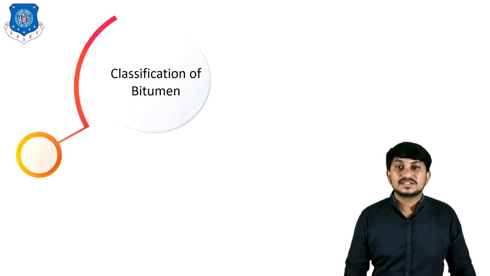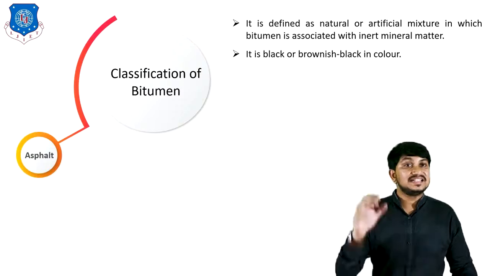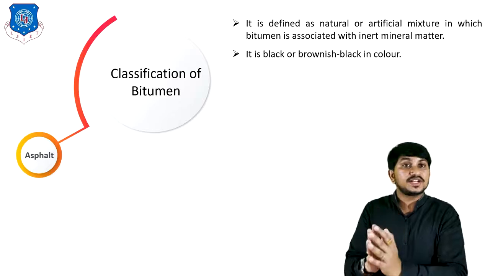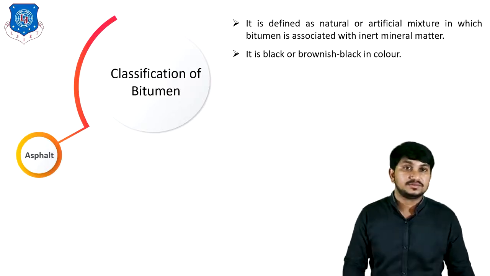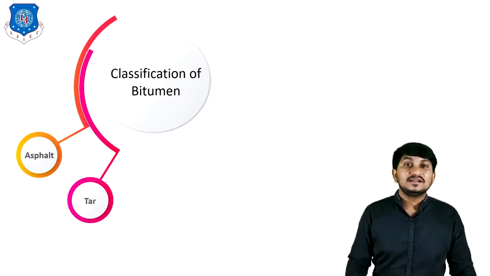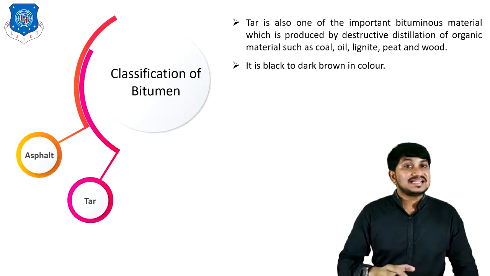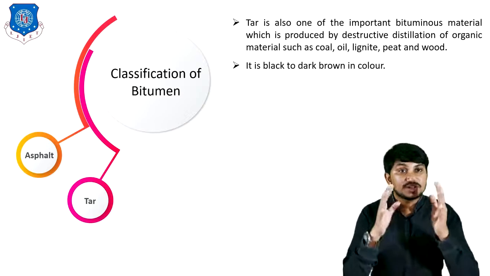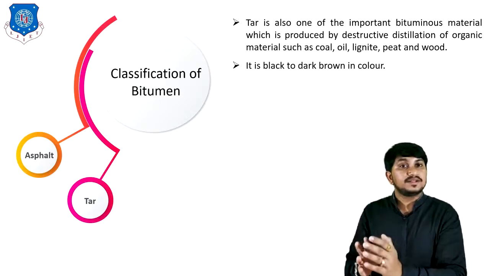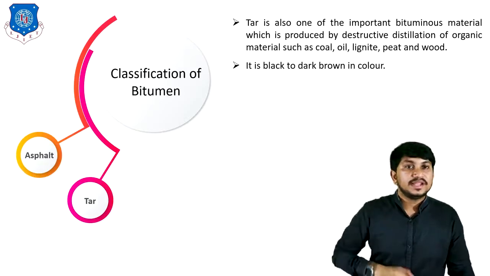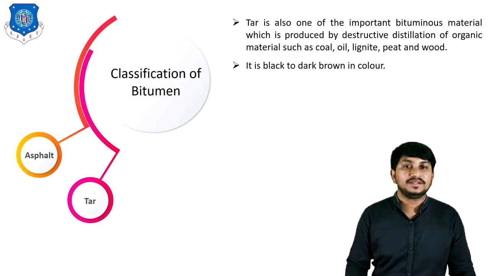Now let's discuss its classification. First is asphalt. It is defined as natural or artificial mixture in which bitumen is associated with inert mineral matter. It is black or brownish black in color. Second type of bitumen is tar. Tar is also one of the important bituminous material which is produced by destructive distillation of organic materials such as coal, oil, lignite, peat and wood. It is black to dark brown in color.